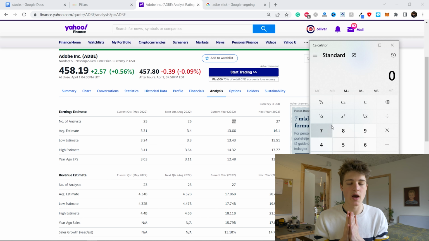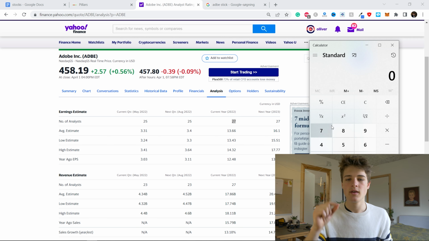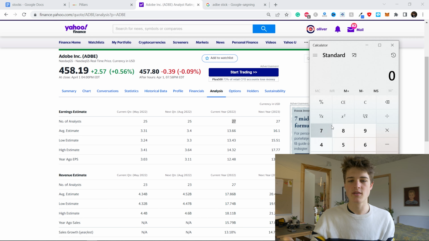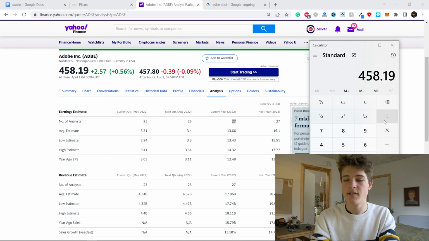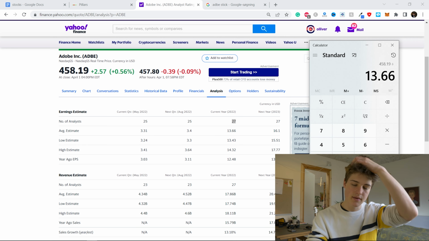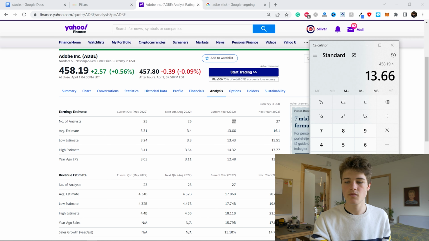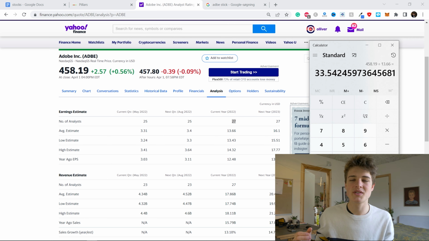So what I want to do, guys, is let's say that Adobe stays at this price for the rest of the year, and they do the EPS that analysts think, right? So let's say they stay at the price they're currently at, and then they do $13.66 in EPS. That is going to bring their price to earnings from 46 down to 33. That is a much more attractive price to earnings ratio for me as a value investor.